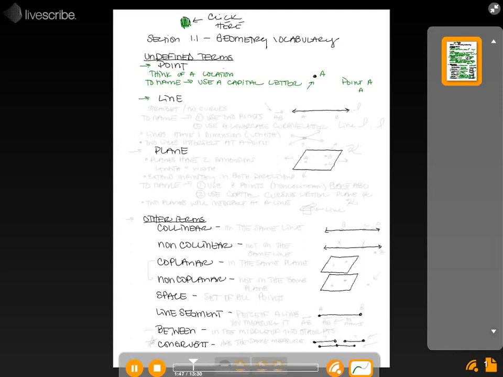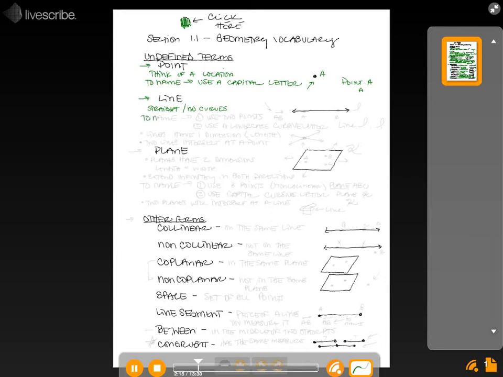All right, our second undefined term is a line. And a line, which you should be familiar with, is always going to be straight, has no curves. Okay, the line I've drawn here is a horizontal line. Now, you can have a line that goes vertically or on a diagonal, that's fine, it doesn't matter as long as it doesn't have any curves in it.